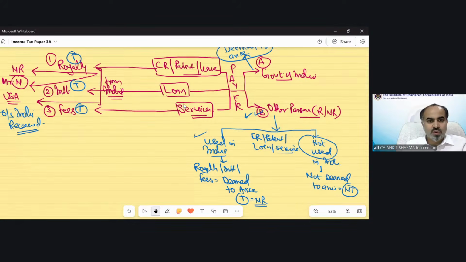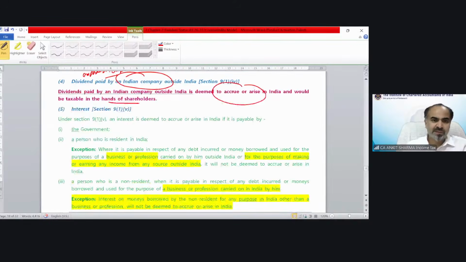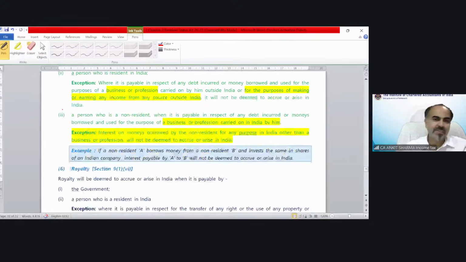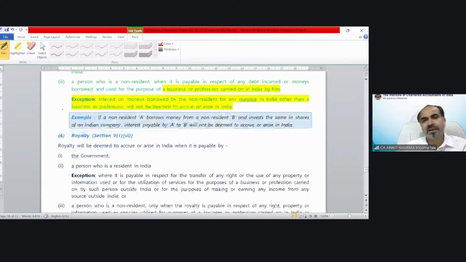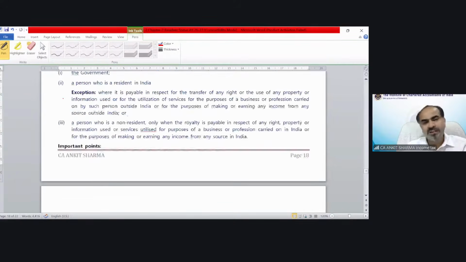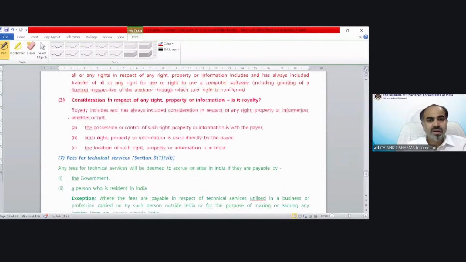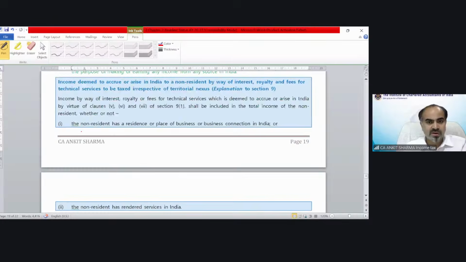So now these 3 points you can go through yourself for your reading purpose. Interest provision, the same is repeating. The same concept has been repeated. Interest cases, again, government is paying, deemed to arise. Other than government, then you have to see the utilization. Same in case of royalty. If government is paying, deemed to arise. If other than government, you need to see the utilization. Same in case of fees. Clear? So these points for your homework, you can go through it.